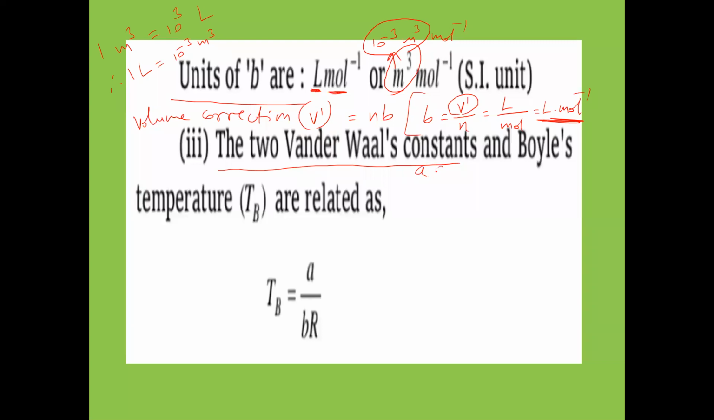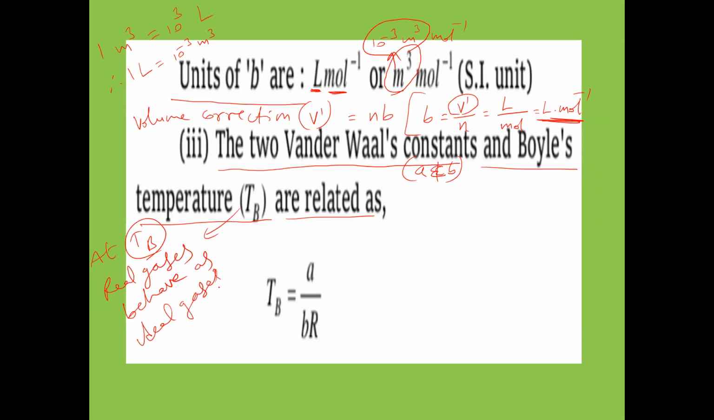Next. The two van der Waals constants, what are they? A and B. A and B are the two van der Waals parameters, the van der Waals constants. And Boyle's temperature, TB, are related as follows. I told you Boyle's temperature is the temperature at which real gases behave like ideal gases. So what is TB here? At Boyle's temperature, real gases behave as what? Behave as ideal gases.